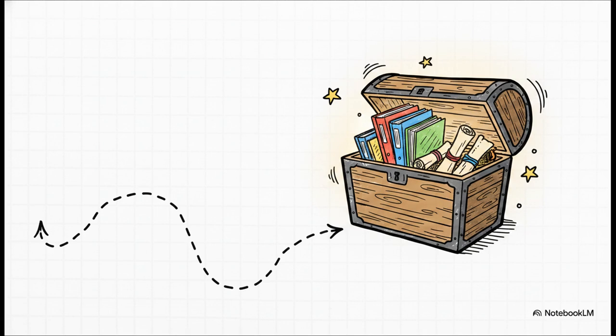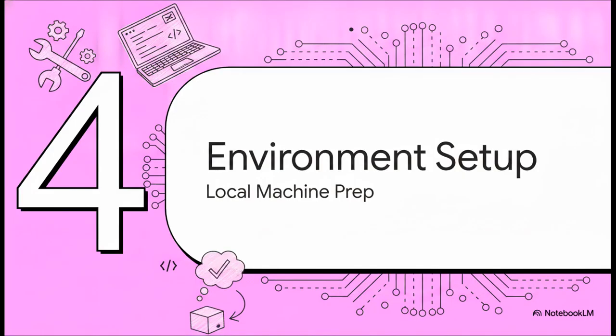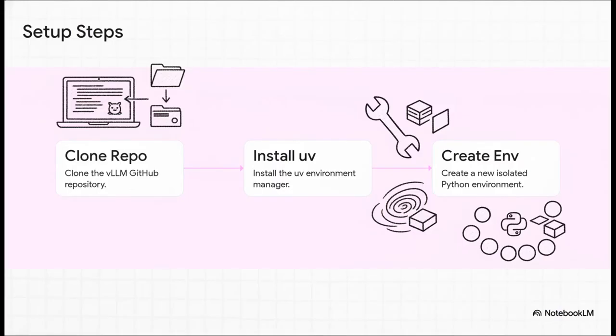All right, Section 4, Environment Setup. Let's get your local machine prepped. The source documentation actually outlines a really clean, progressive scaffolding to get your local machine ready to go. Step 1, naturally, is to just clone the vLLM GitHub repository to your local drive. Easy enough. Step 2 introduces a specific tool recommendation for configuring your Python virtual environment. You'll want to install something called UV. And then Step 3 is just utilizing that tool to create your new Python environment so all your dependencies stay perfectly isolated.